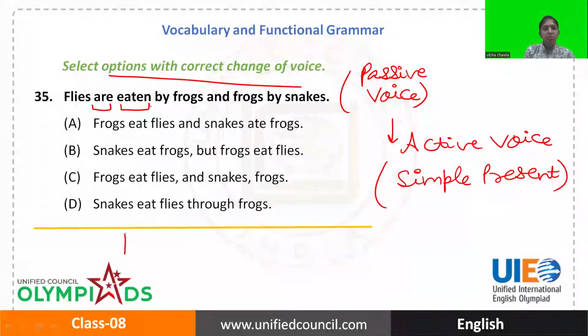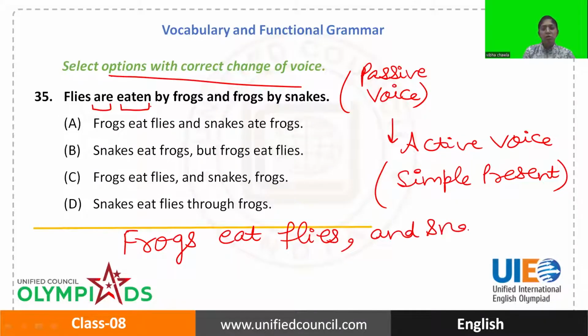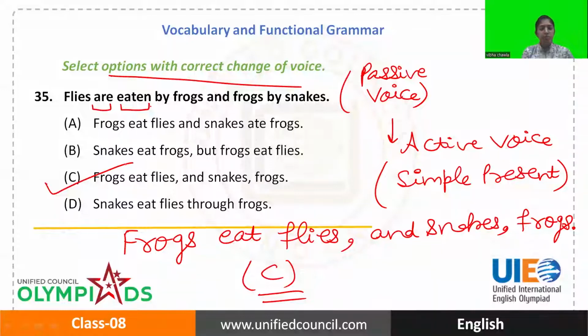So it should be frogs eat flies and snakes frogs. It means that snakes eat frogs. Frogs eat flies, simple present, and snakes frogs. It also means snakes eat frogs, right? So it is option C, which is the correct answer.